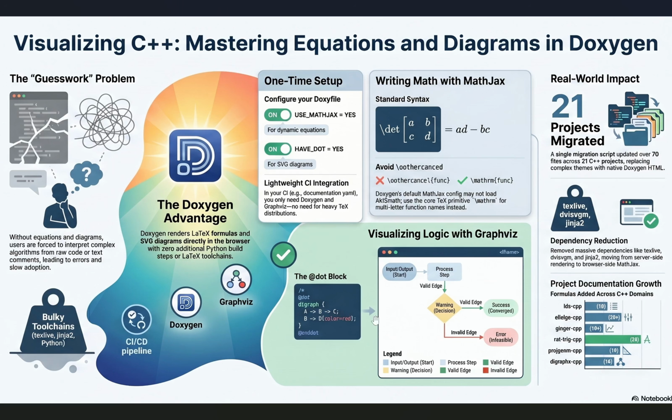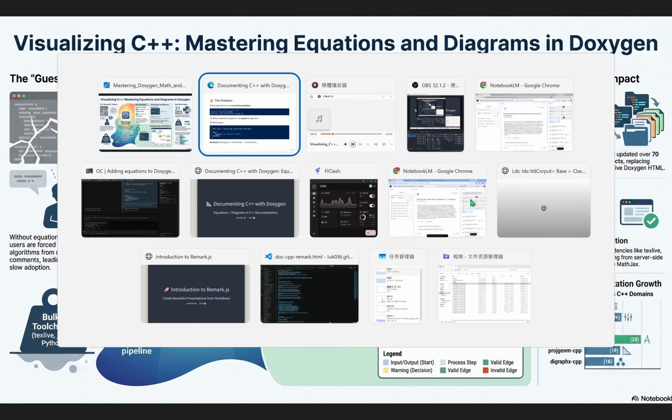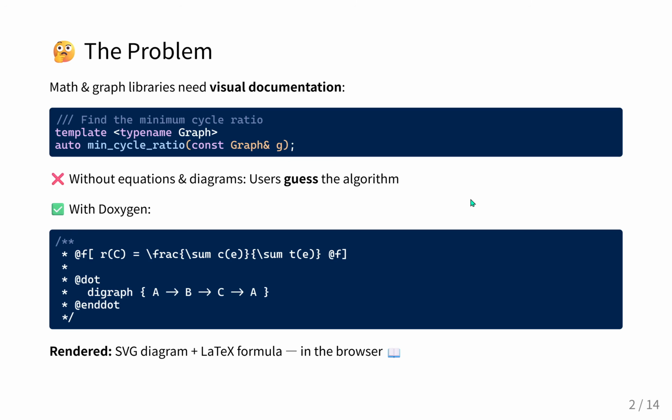So what's fascinating here is what Look036 proposes. Which isn't just adding more text comments, I assume. No, because that just adds more reading. The modern solution is using Doxygen to render actual scalable vector graphics, SVG diagrams, and standard LaTeX formulas directly in the browser. I have a specific question about that, though. Does adding visual documentation fundamentally change how a user understands the code, or is it just an aesthetic coat of paint?